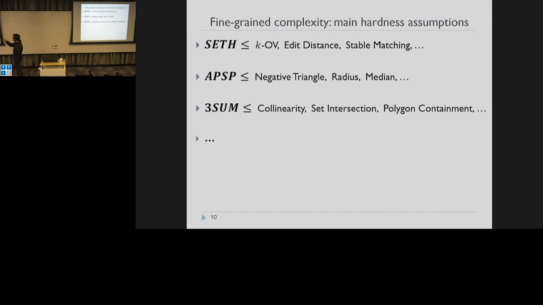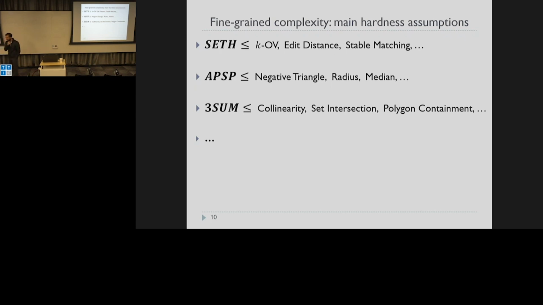And then, given that assumption, you have conclusions for the problems on the right. So it's not always the same running time. For example, SETH is 2 to the n, and then you get something that is polynomial, right? But essentially, you want some concrete exponent. Just out of curiosity, what's the result for edit distance? N squared.